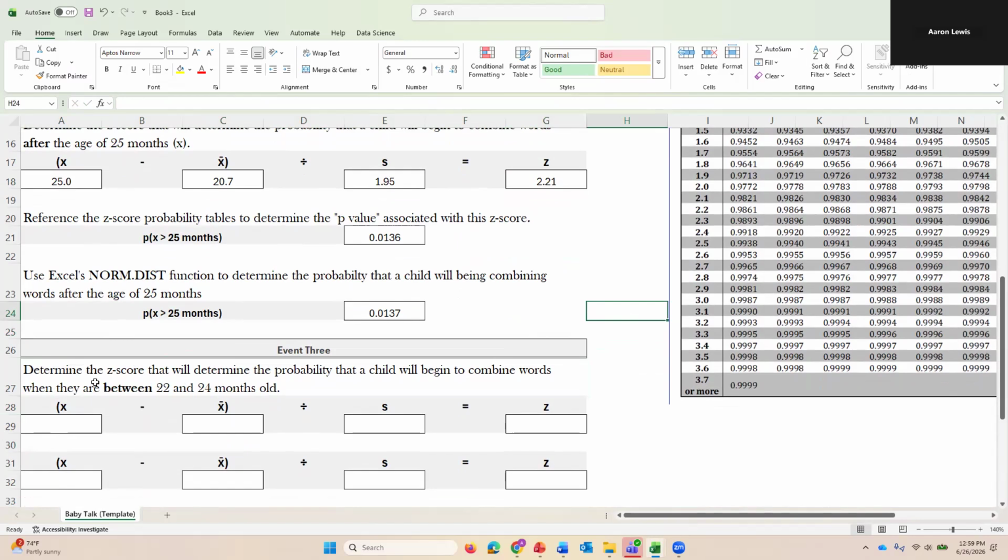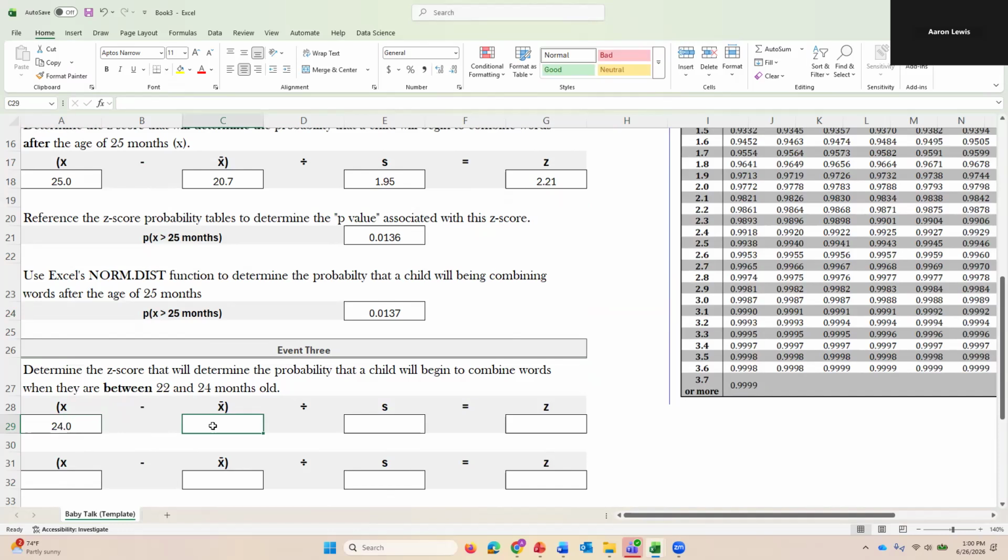So we're looking for the probability that a child doesn't begin to combine words, speak in sentences, until some point between 22 and 24 months old. So let's use 22 and 24 as our two values of x. I like to start with the bigger one because I'm going to subtract this at the end.